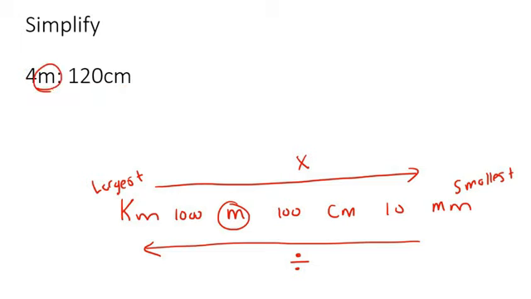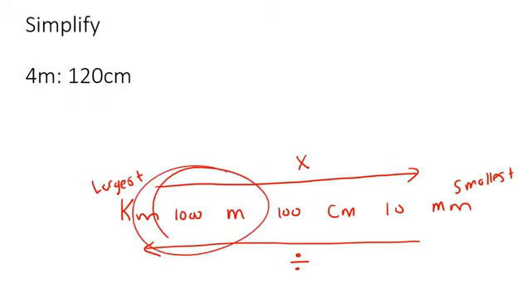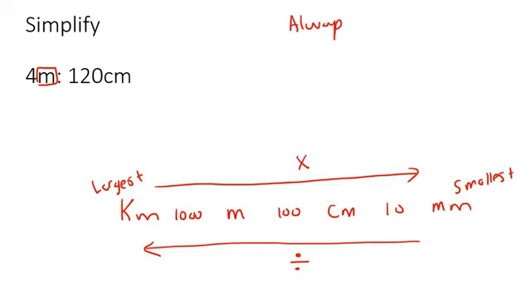You see here we've got meters, which is larger. It's more on the left side compared with centimeters, which is more on the right-hand side. So this is the largest, second largest, third largest, and then fourth largest. What you must do is always choose the largest one. The largest one here is meters, so change that one. So you always change the largest unit.